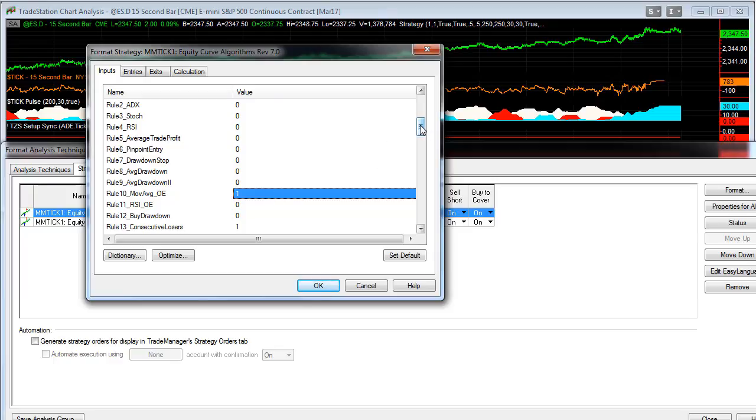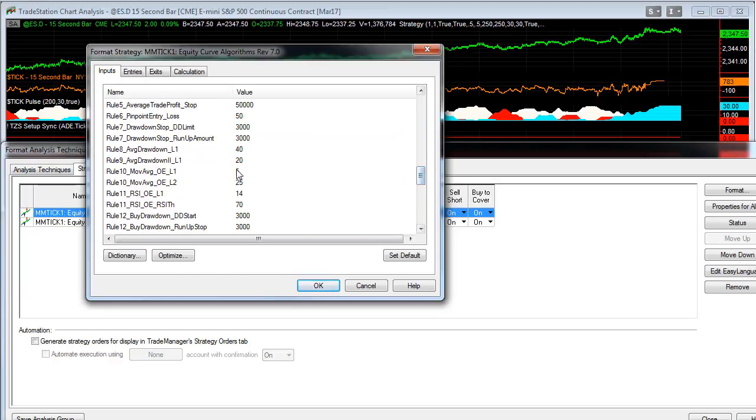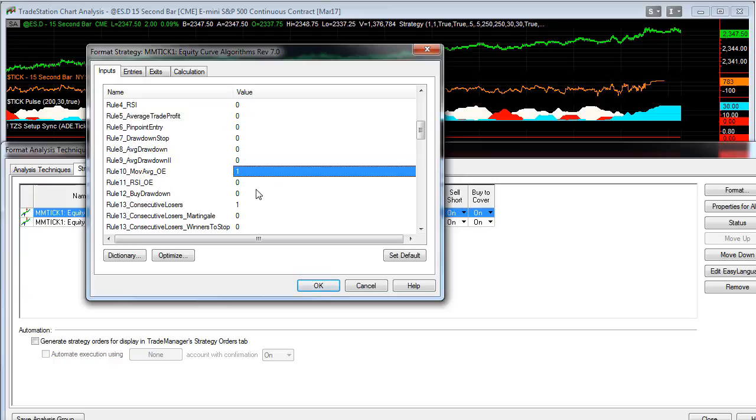And all we're doing in this video is adding the consecutive losers. So in the previous video, we used the open equity moving average with the period of 5 and 25. You see 5 and 25 for Rule 10. None of these other rules inputs matter because they're off. If there's a 0, it's off. And so Rule 10 is on, and Rule 13 is on. So we've added Rule 13.